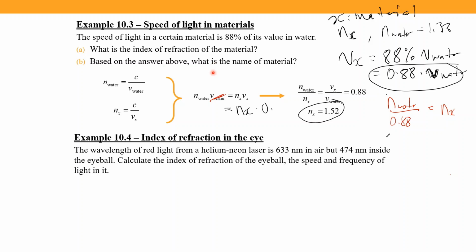So based on this answer, what is the name of the material? This is glass. 1.52 is the index of refraction for glass. So this is most probably glass. Okay, next example, example 10.4.